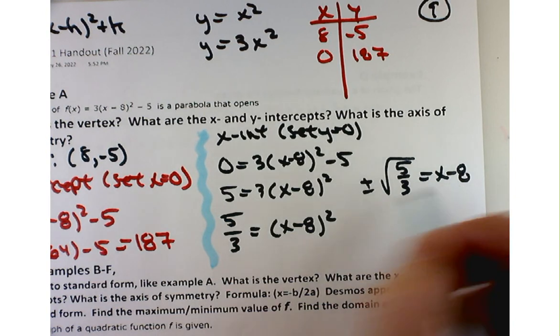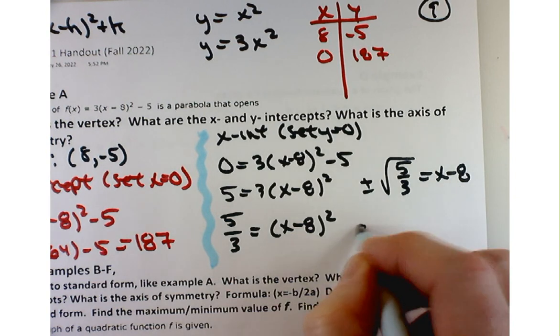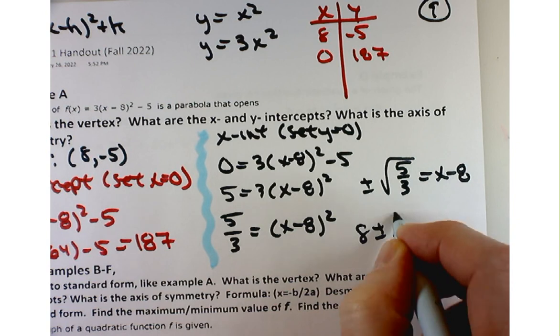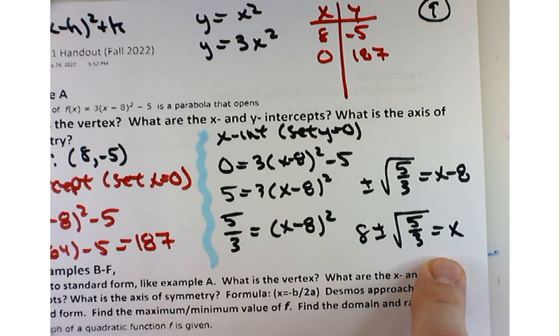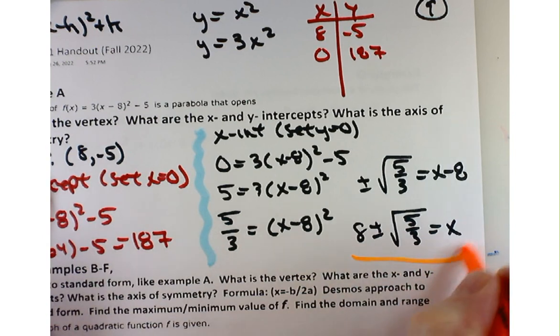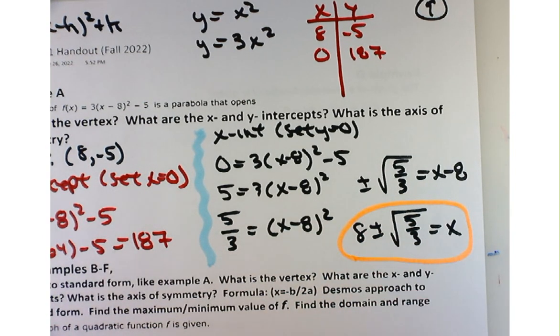Finally, I'll move the 8 to the other side and get 8 plus or minus the square root of 5/3 equals x. For this test, you do not have to rationalize that. You don't have to write it as the square root of 15 divided by 3. That's pretty good. Let's just verify that that's actually the right answer.